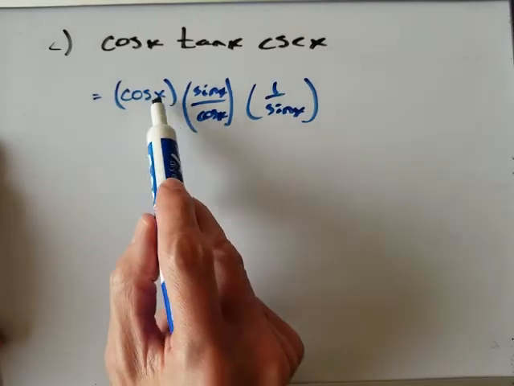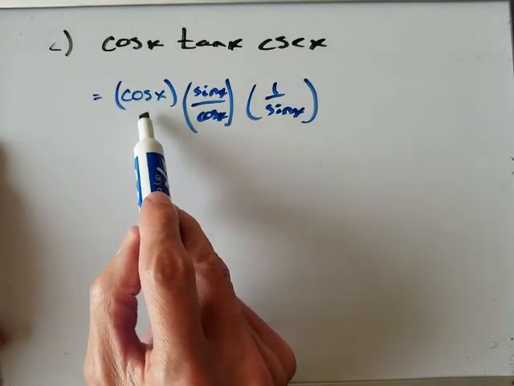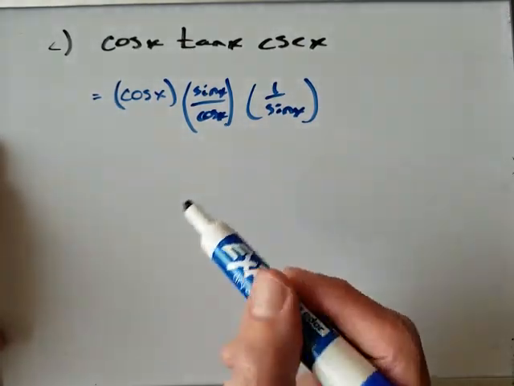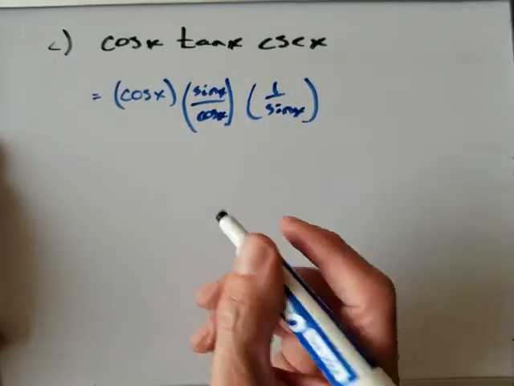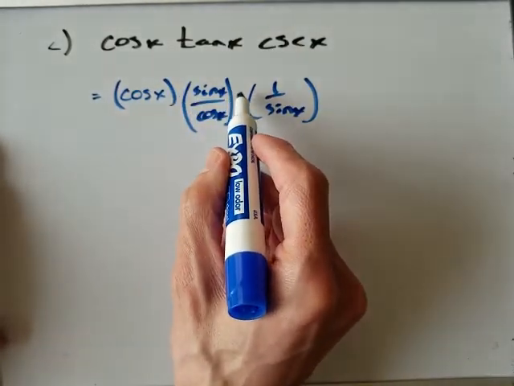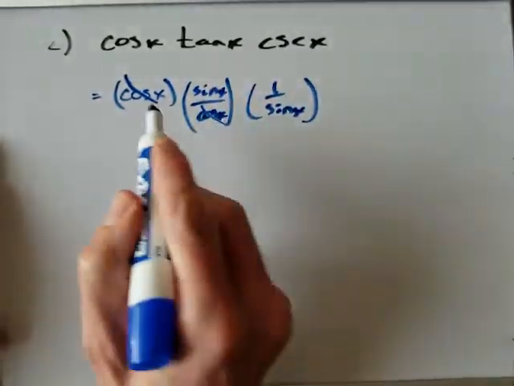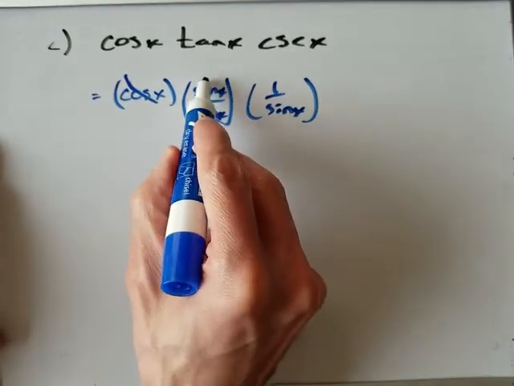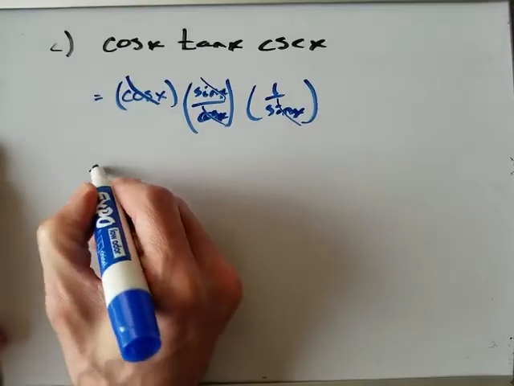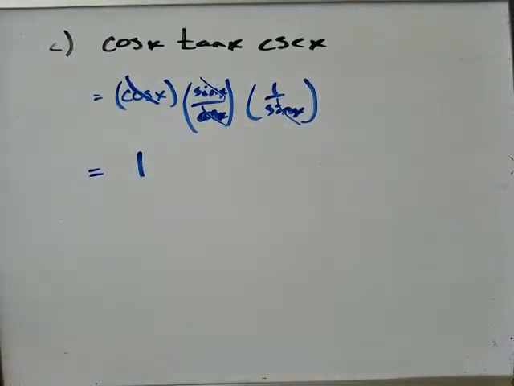So we're going to leave this cosine alone, and it could be thought of as over 1. And now when you take a look, this is very much like before, because everything is multiplied together. You can cross out the cosines, 1 on top, 1 on bottom, the sines, 1 is in the numerator, 1 is in the denominator, and what are you left with? Just a 1.